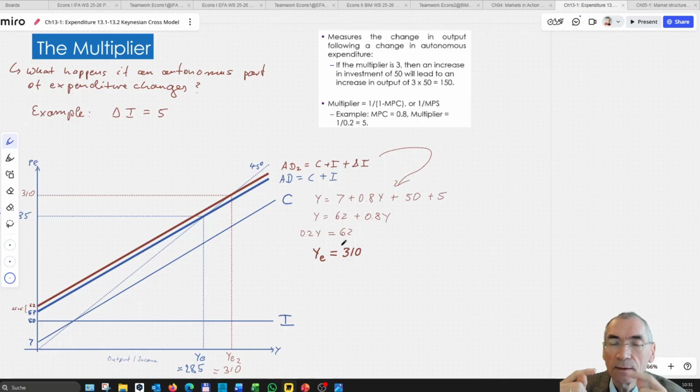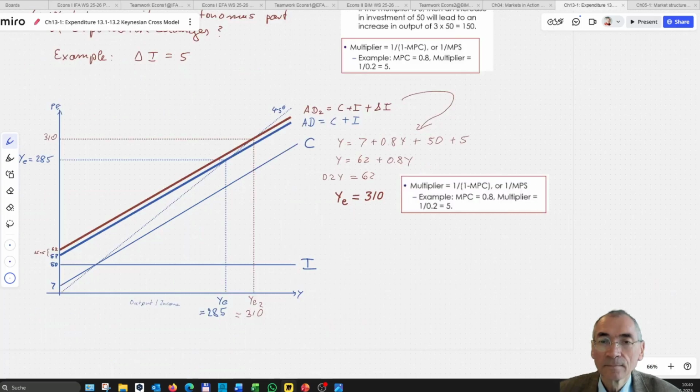So by increasing I, the investment, by 5, the equilibrium income increased by 25, 5 times as big. And this is the multiplier effect that we have to look at a bit more closely. We see the definition from the book that I copied here a second time. Multiplier is 1 over 1 minus MPC. And that is what we have to derive. Let's have a look. How can we write this down? How do we come to that equation?